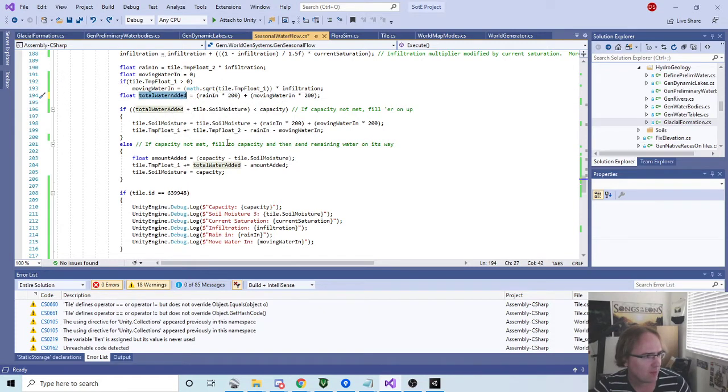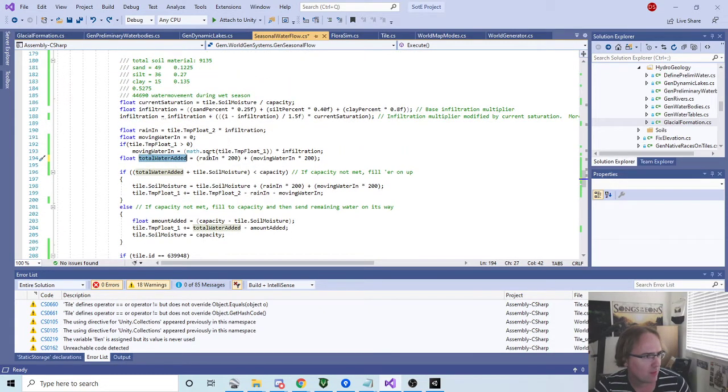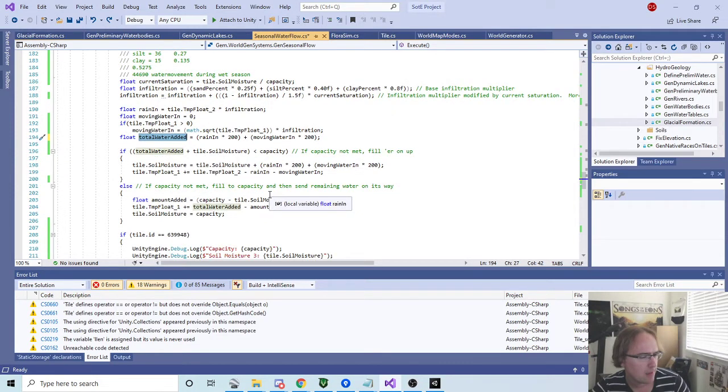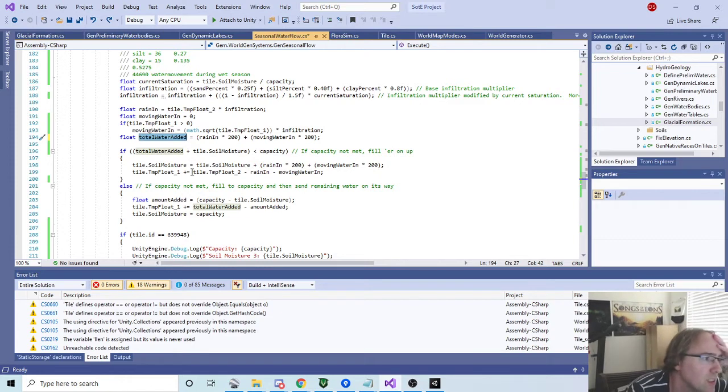Hold on. Rain in. Water added to soil moisture. Oh, that's... Hold on. Something is not right. Float. Total water added. Move water in.